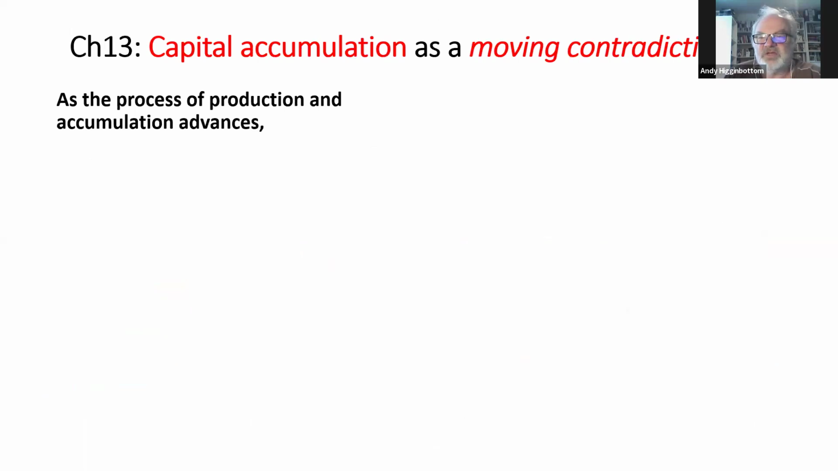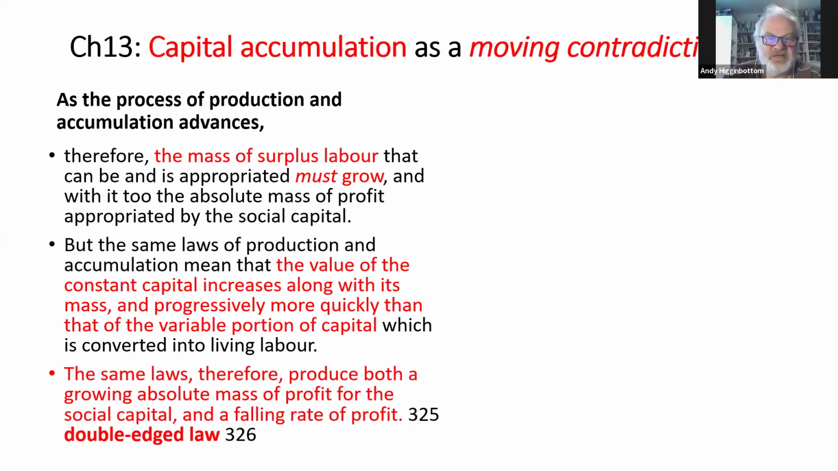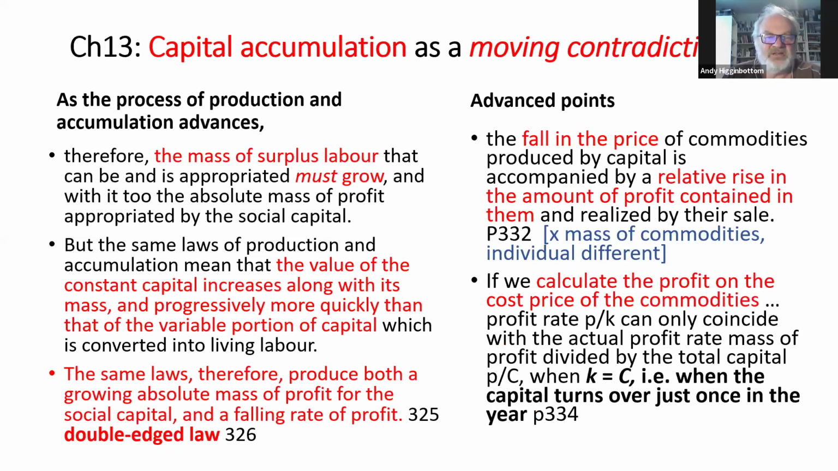Okay, so there's an increase in the working population, but a relative decrease of the capital advanced for variable capital to employ the workers as against the capital advanced for the machines and the raw materials, right? Okay, so this is what is emphasized here. As accumulation advances, so this contradiction moves. And what Marx says, at the bottom of this page here, is that the same laws therefore produce both a growing absolute mass of profit for the social capital and a falling rate of profit. And he calls this the double-edged law. This is an important step in his argument.